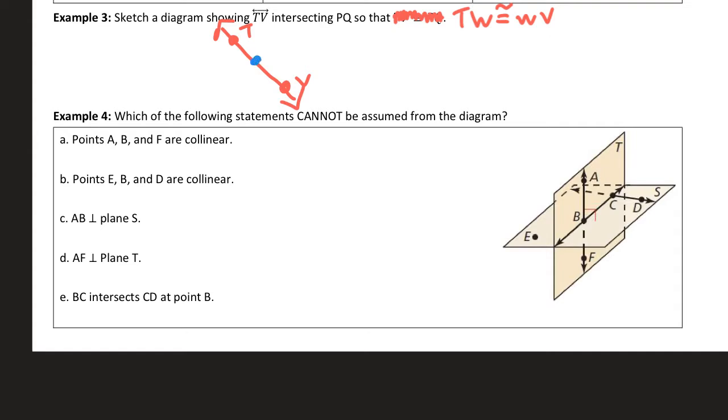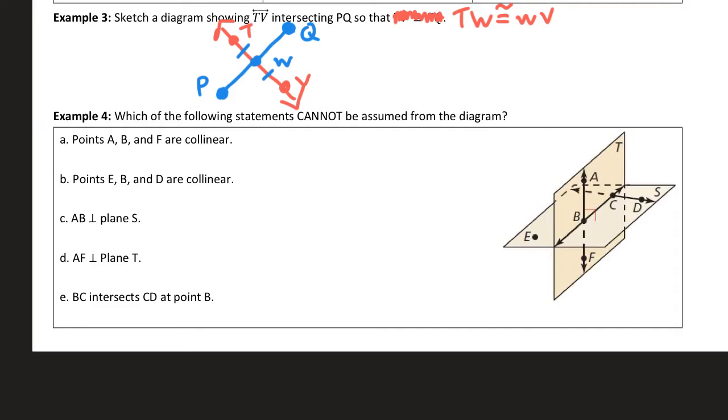So I'm going to draw point W so that it's a midpoint, so that TW and WV are the same length, okay? So that takes care of the congruence. And then from that, I'm going to draw it intersecting PQ. So PQ we know has to go through point W. So that's segment PQ.